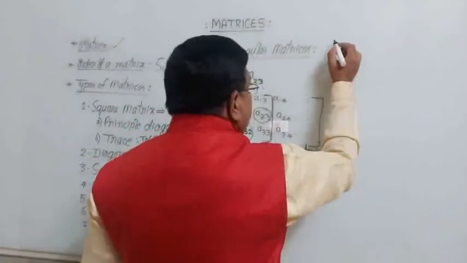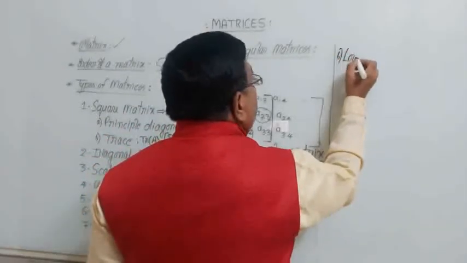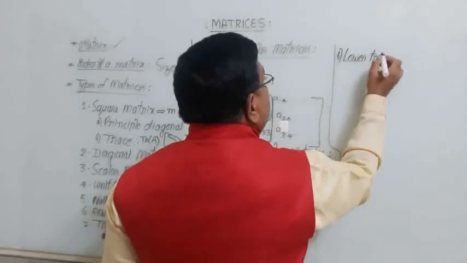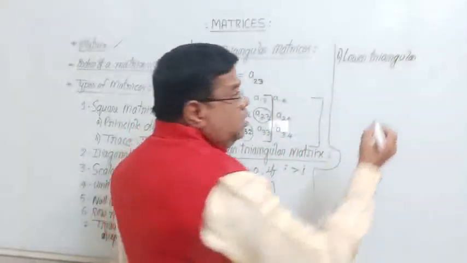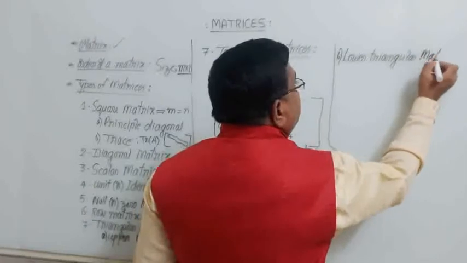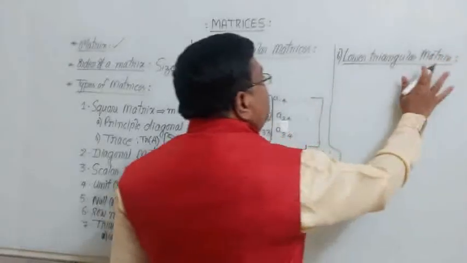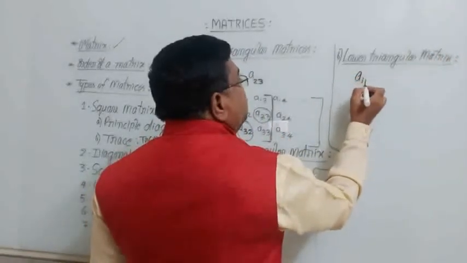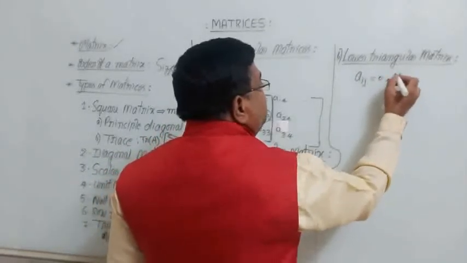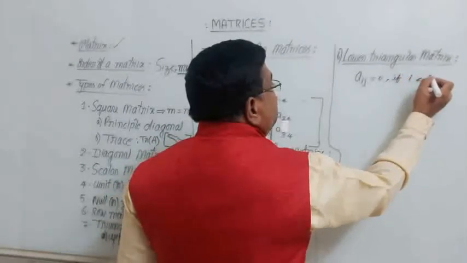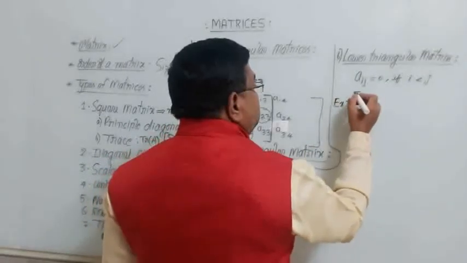In a similar way, what is meant by a lower triangular matrix? Similar condition: Aij equals 0 again, but where i is less than j. So observe the example of that. What is i less than j?